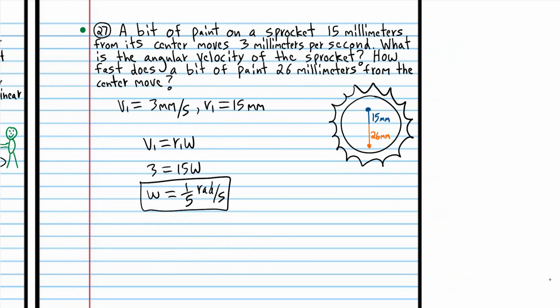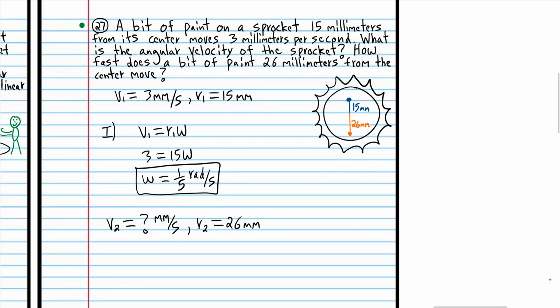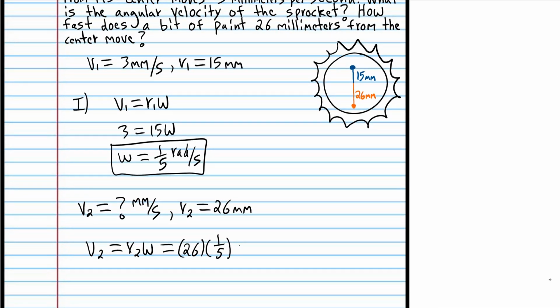So we did it. We found the angular velocity of the sprocket. Now we're looking for the linear velocity of the orange paint, which is going to be in millimeters per second. And we know the radius for the orange paint is 26 millimeters. So the linear velocity of the orange paint is R2 times omega. Omega is the same no matter where you are on the sprocket. So we have 26 times the angular velocity, and we get 5 1/5, or you can write 5.2, it doesn't really matter. 5.2 millimeters per second.